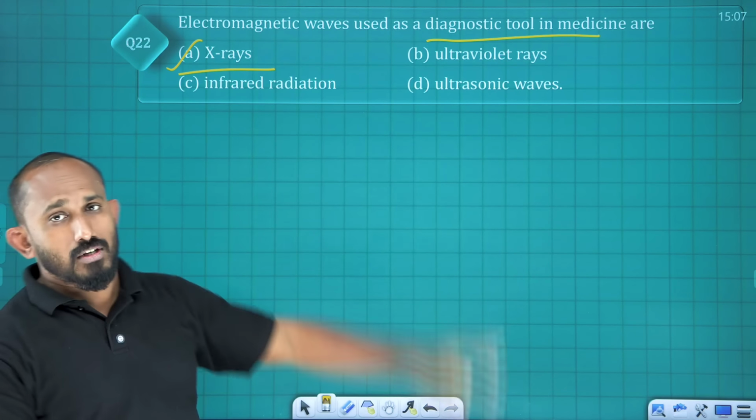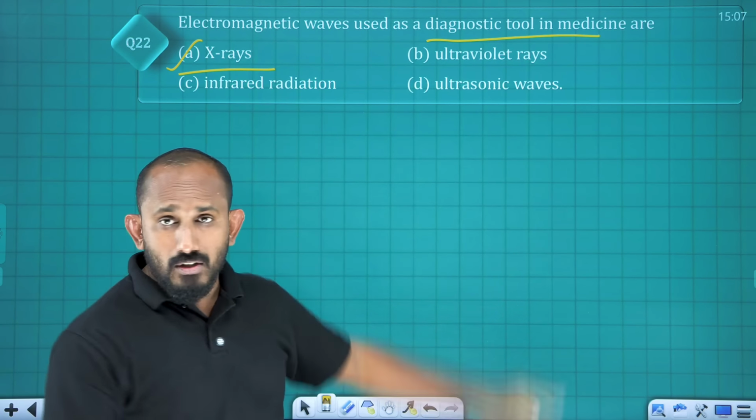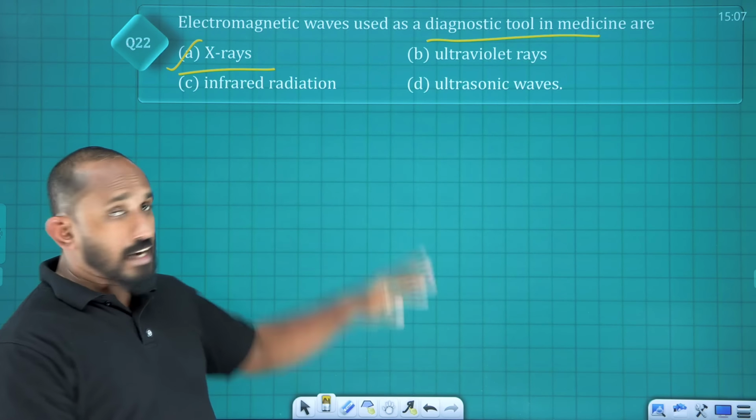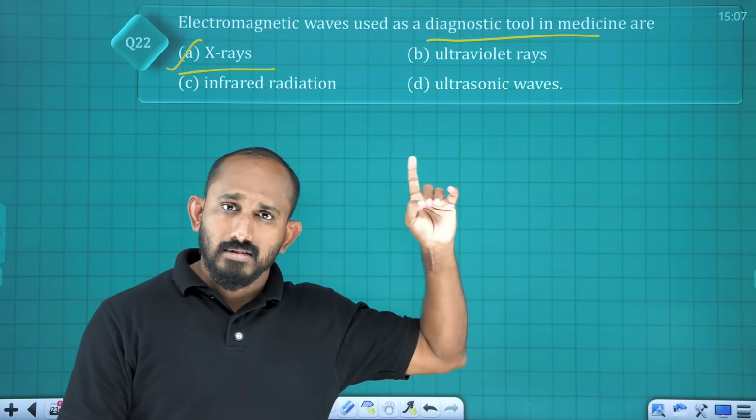So here the answer is X-rays. Ultraviolet, you cannot use for diagnosis. Infrared also, you can't use for diagnosis. So the answer is X-rays.